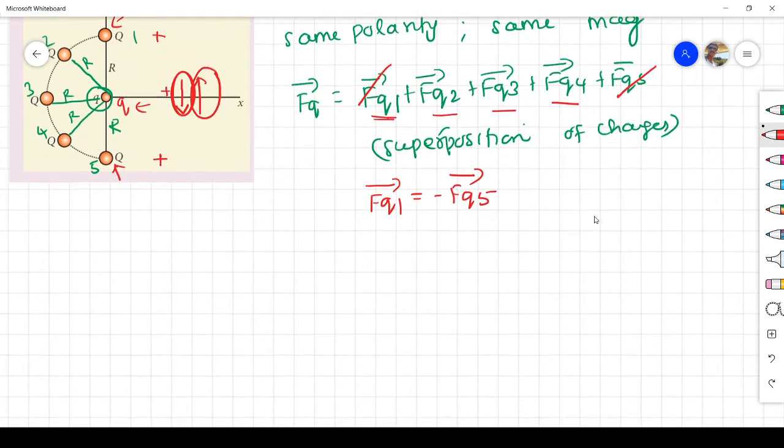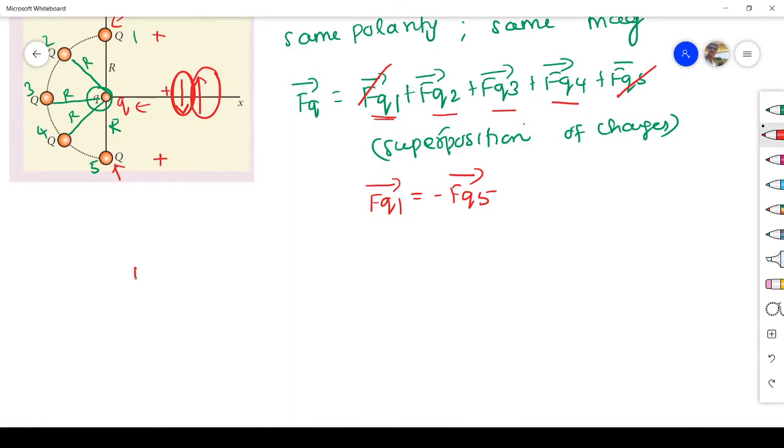Clear? Okay, now we find Fq3, force on charge q by 3. So as per the diagram, small q is located here, this is case number 1, this is case number 2. Small q is located here, capital Q is located here. What is the distance? r. Right? So use Coulomb's law. So we know that F is equal to k, that is 1 by 4 pi epsilon naught.